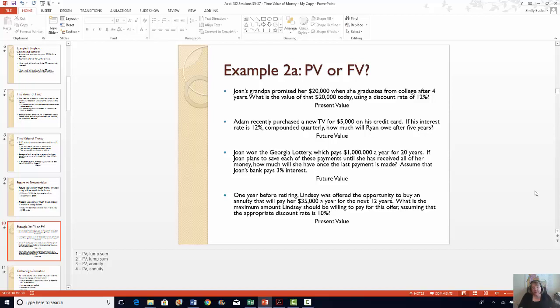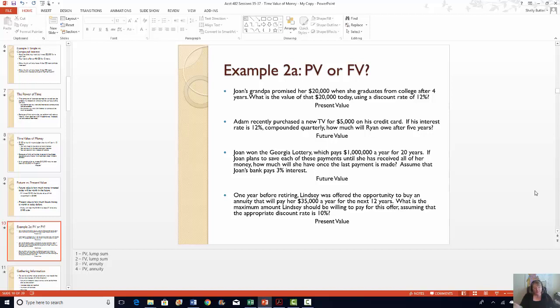But this is different again because the last two examples were just lump sums, because it was just one amount. They put one amount in for Joan's grandpa. Joan's grandpa is putting the money in today, and he's going to have $20,000 at the end of 4 years. So those are lump sums. Also, with Adam's purchase of the new TV, the $5,000 went on his credit card in one lump sum. So again, that's a lump sum.